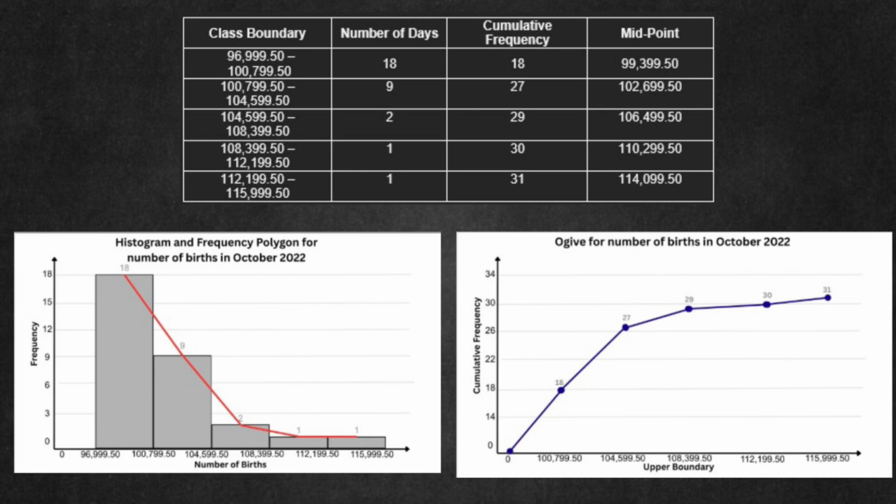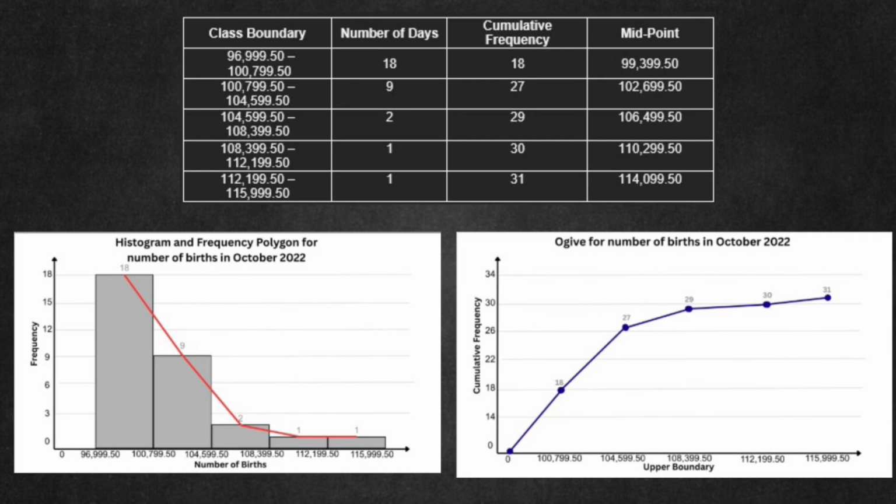A histogram is a graphical representation used in statistics to show the distribution of numerical data. In this case, the histogram shows the number of days, or frequency, that has recorded a certain range of births. For example, from the graph, we can see that 18 days have had between 96,999.5 and 100,799.5 births. The red line represents the frequency polygon.